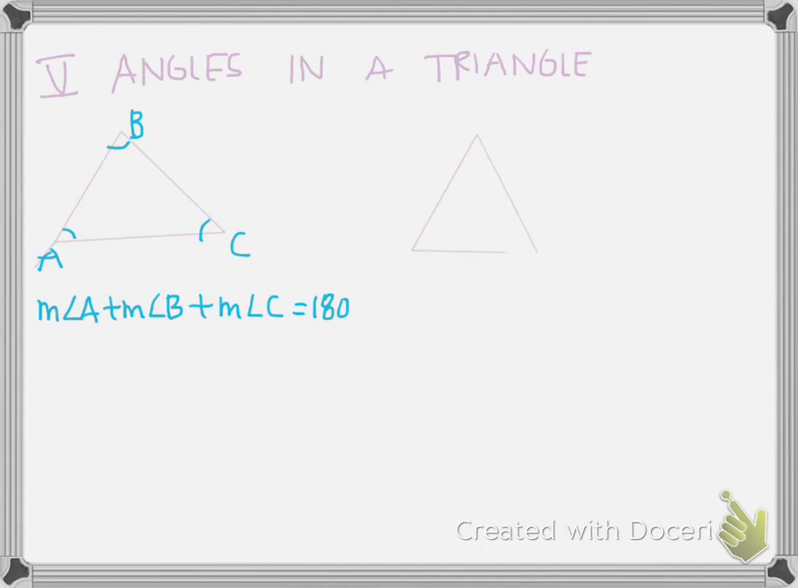If you have an equilateral triangle, that means two sides are going to be congruent. So that also means that these two angles are going to be congruent. So that means that the measure of angle A is going to be equal to the measure of angle B.